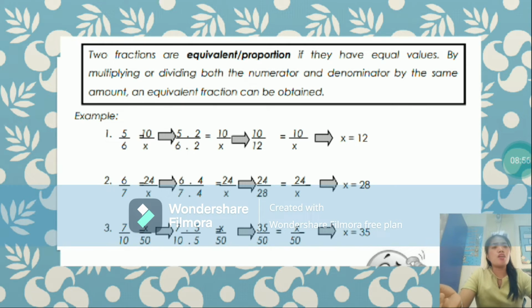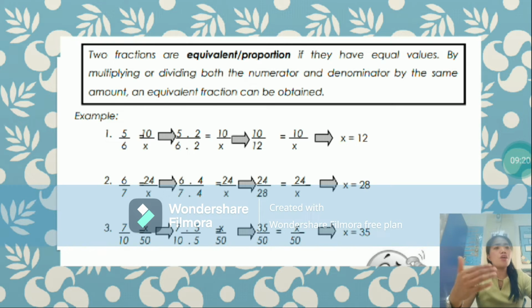Number 2. You have 6 over 7 is equal to 24 over x. So you are going to look at that 24. How is 24 obtained? 24 divided by 6, that's 4, right? So meaning to say 6 has been multiplied by 4 in order to get 24. Therefore, 7 must also be multiplied by 4.